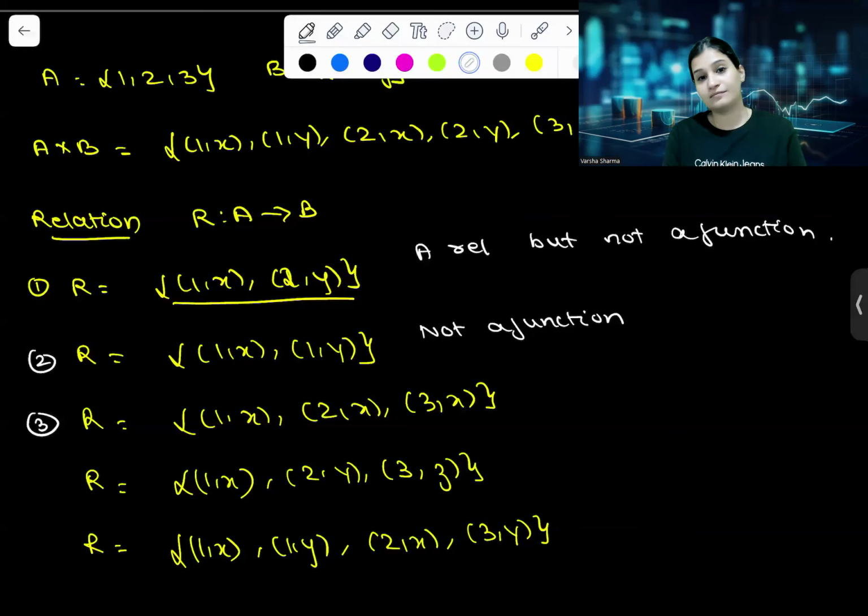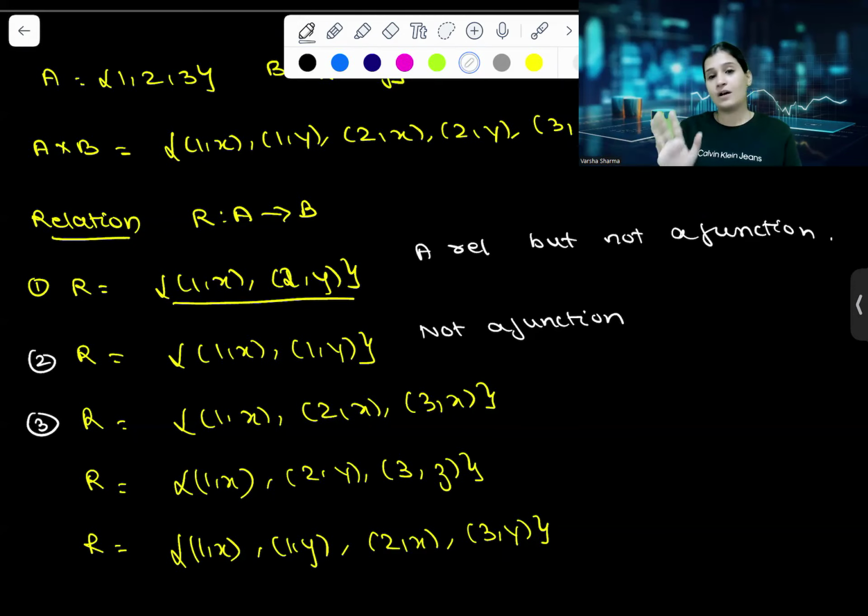Yes, ma'am. It's a function. I'm not bothered with the second set. My only worry is about the first set. All the elements of the first set have to be paired. I don't care about the second set. Like, the y is not paired, I don't care. 1 is paired, yes. 2 is paired, yes. 3 is paired, yes. I don't care where. So yes, it is a function.